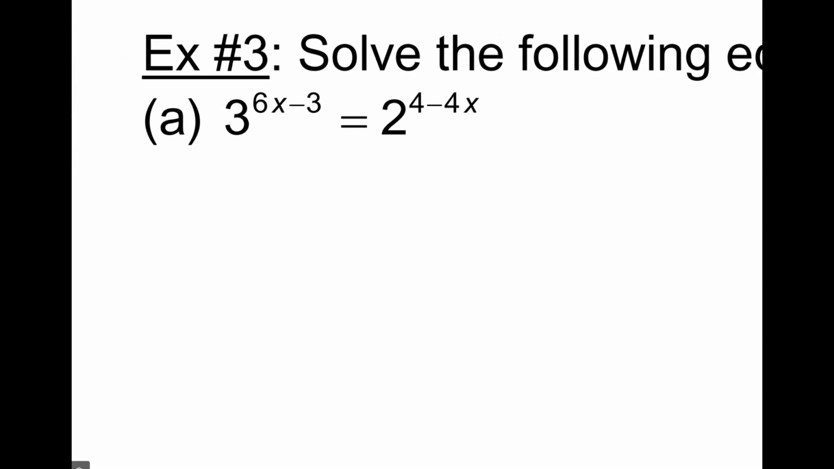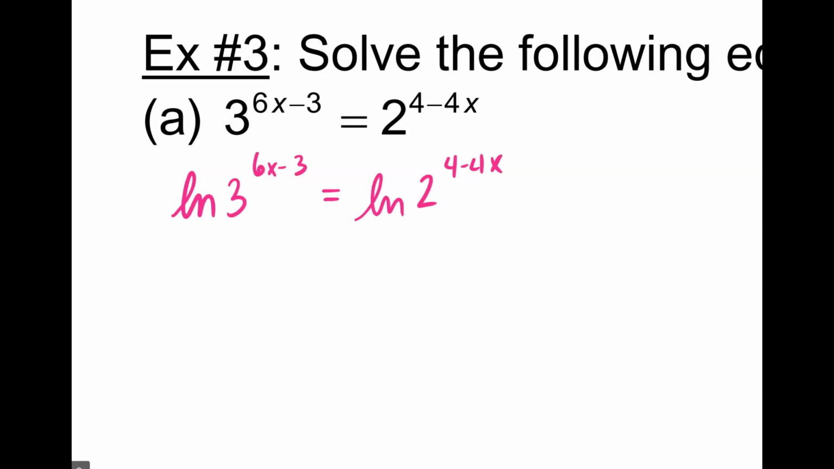So before, what we try to do is we'd have the same base on the left and right side. That'd be great. We don't have that right here, right? I have a base 3 and I have a base 2. I'm trying to solve for x. It's on both sides and both exponents. So what you can do is take ln of both sides. Now, technically, you could do common log, but the way people approach this problem is take ln of both sides.